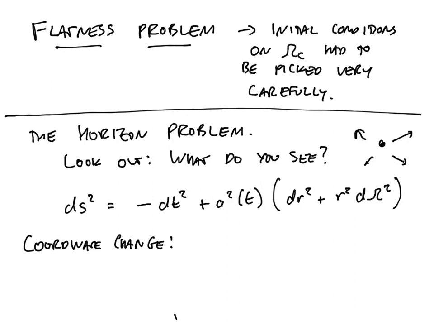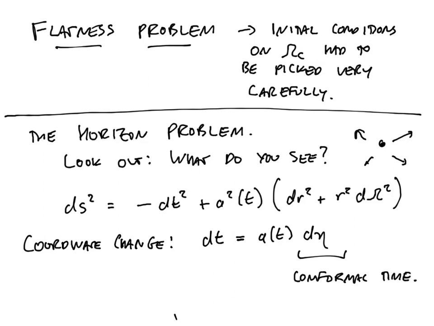I want you to go from dt to a new time coordinate, which I'm going to call eta. Okay, so, whoops, I messed that up. I mean, d eta. And this d eta is called conformal time, or rather, eta is called conformal time. Why is it called conformal time?